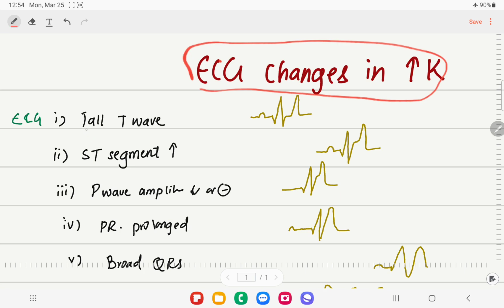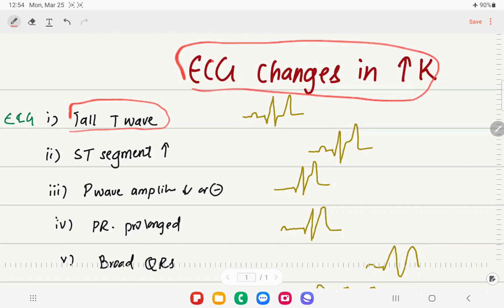So in ECG, if we get the ECG done in these patients, the finding that can be prominent is a tall tented T wave, right? So a tall tented T wave looks like this. You can see here this is the PQRS complex. Then you can see that there is a tall T wave in these patients. The next finding is ST segment elevation. You can see that from the baseline, the ST segment is moving upward, right?